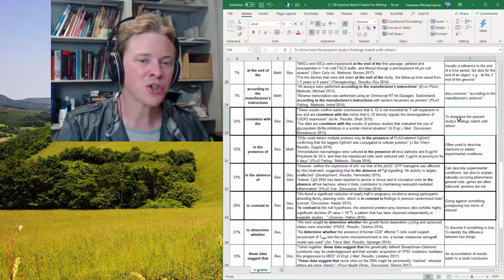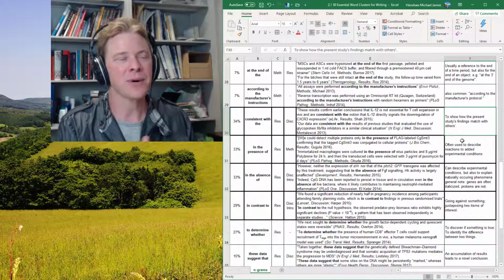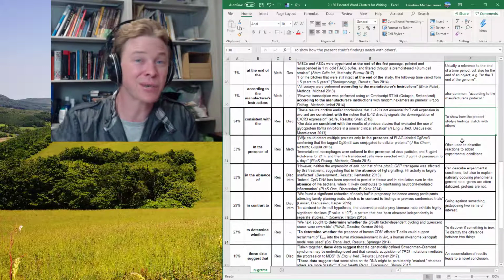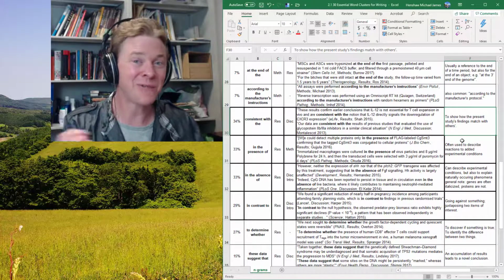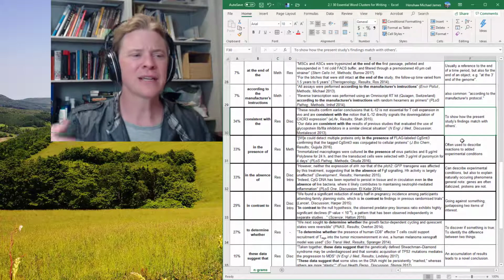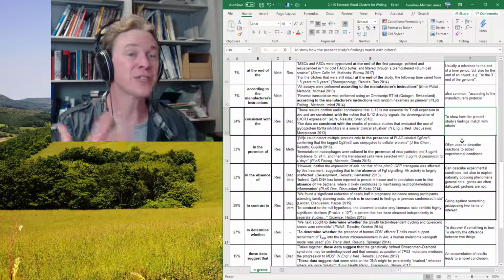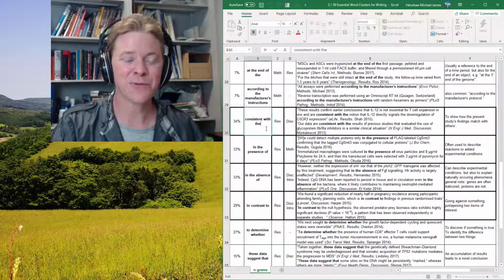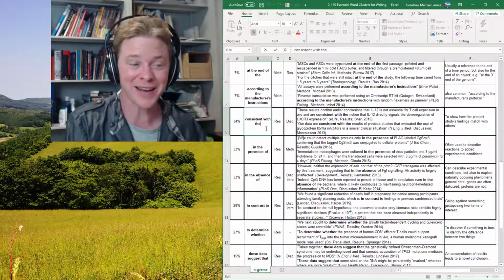I wrote here, it's to show how the present study's findings match with others. So you have some data that you think matches really nicely with someone else's data. This is a phrase I would love you to pull out and say, consistent with the findings of previous researchers, we've discovered that. That's a phrase that you just have to kind of keep in your head. Consistent by itself doesn't do that.